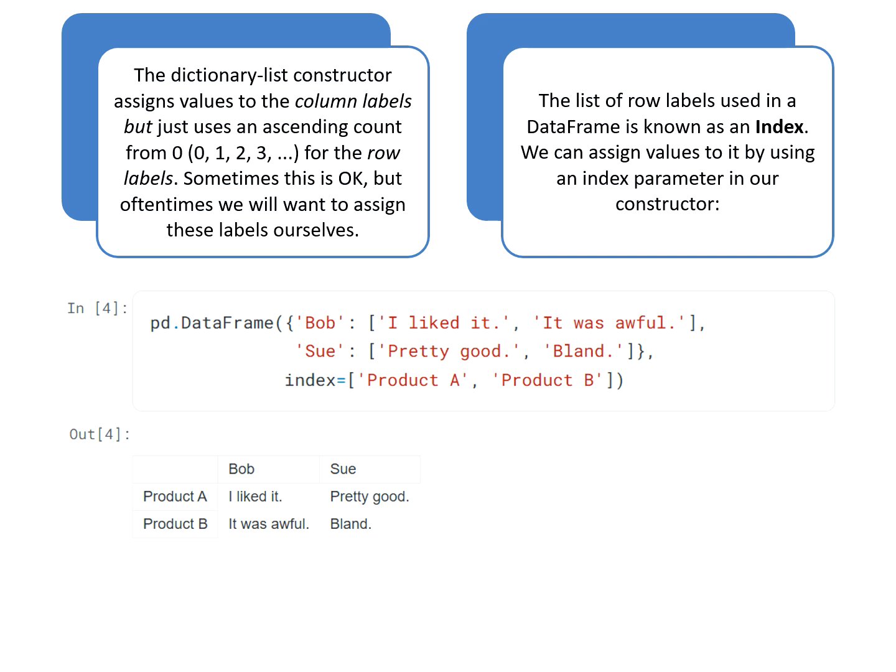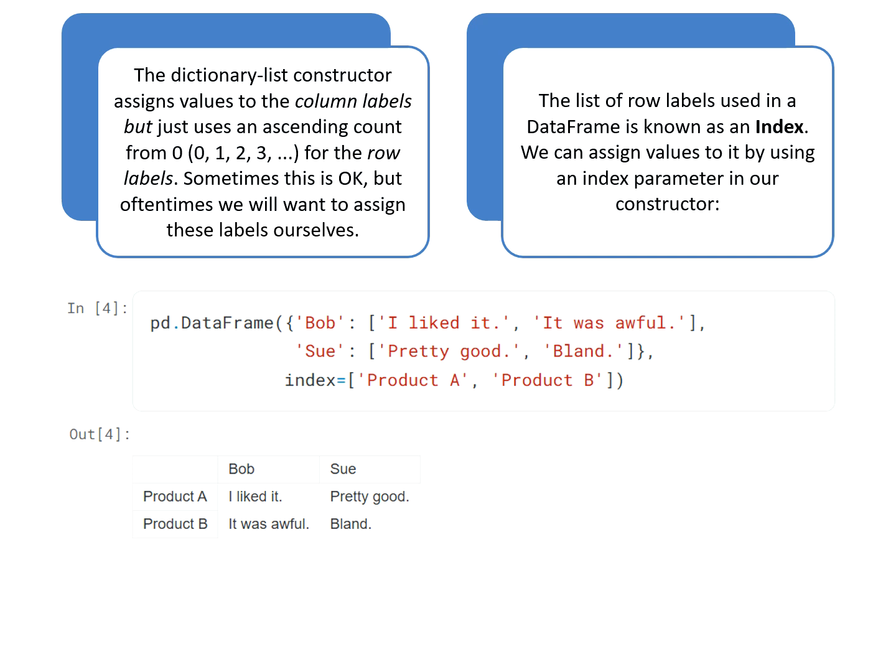Assign values to the column labels just by assigning an ascending count. For the row labels, every row is named using 0, 1, 2, 3, and so on. Sometimes this is okay, but sometimes we will want to assign these labels ourselves and give them names.